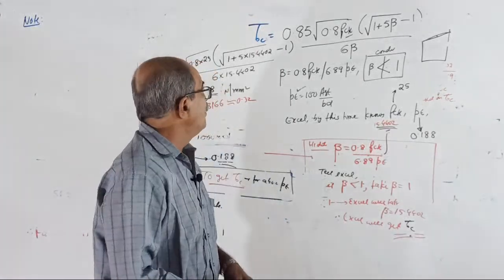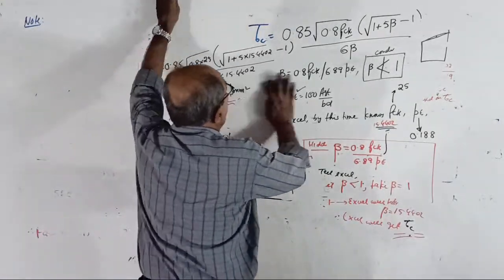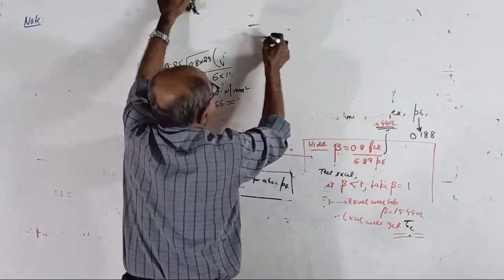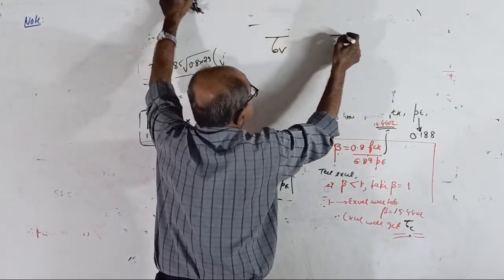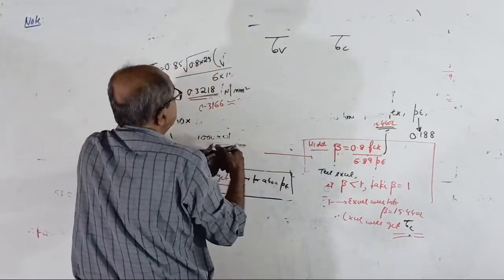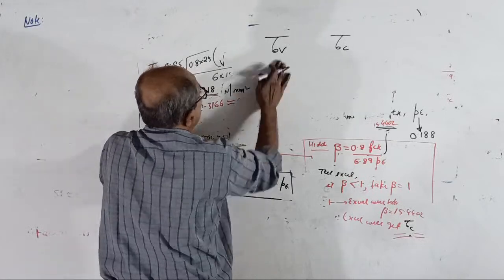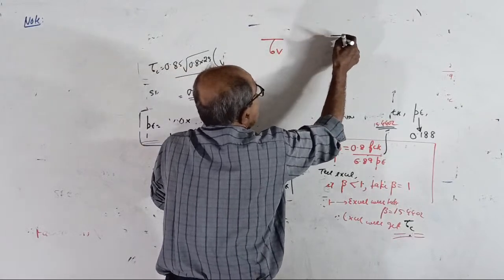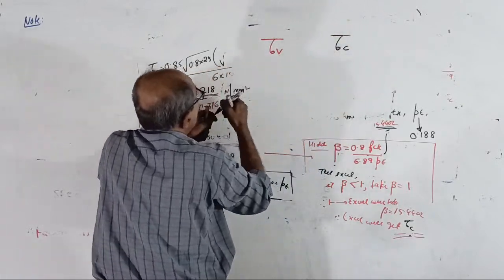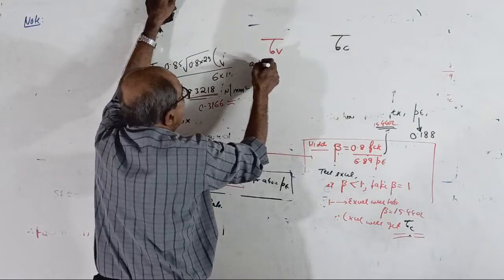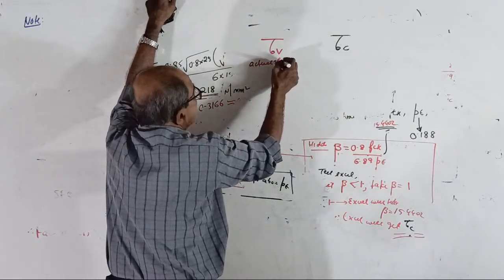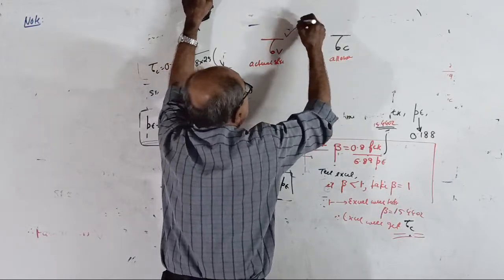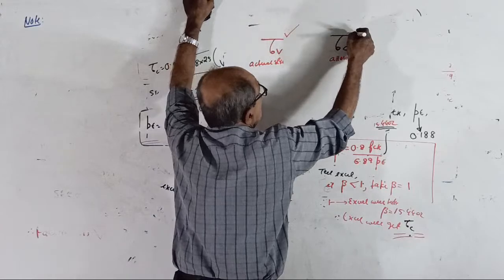Okay. Therefore, now your Excel knows what value. Now your Excel knows tau v value and tau c value. Remember, tau v is the dangerous value. Look, tau v is the dangerous value, and this is the actual stress. This is the allowed stress. Excel knows tau c and tau v.